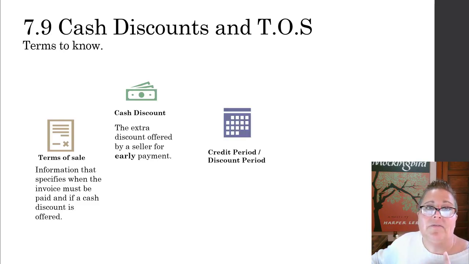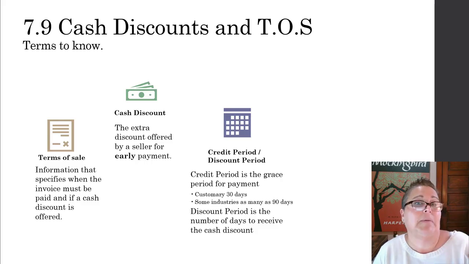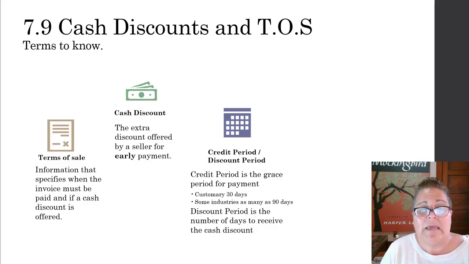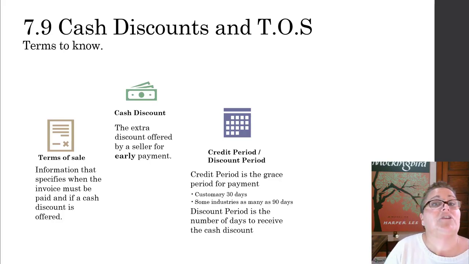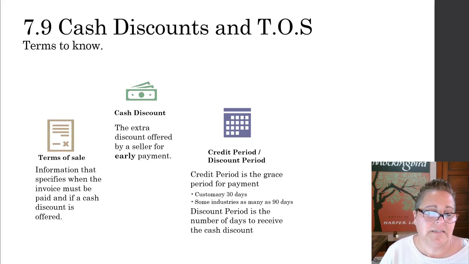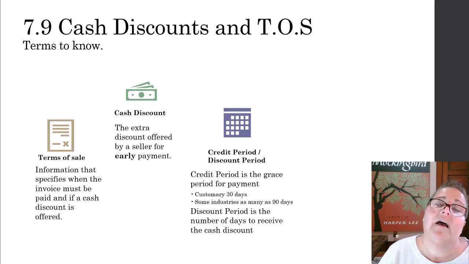Well, every bill or invoice has what's known as a credit period. Some of them have a discount period. The credit period is the grace period between the time the bill is opened or sent and the payment. Customarily, this credit period or grace period is 30 days. In some industries, it becomes longer, either because the manufacturing takes longer or the shipping takes longer than 30 days. The discounted period is the number of days that you have for early payment and receiving of the cash discount.